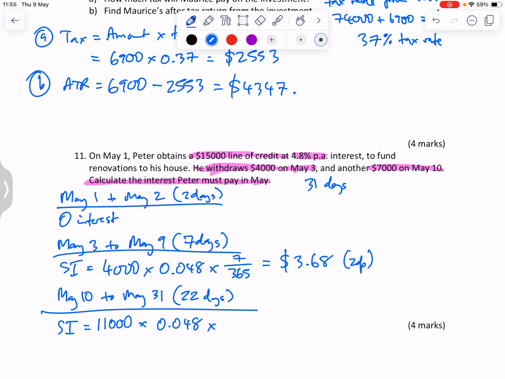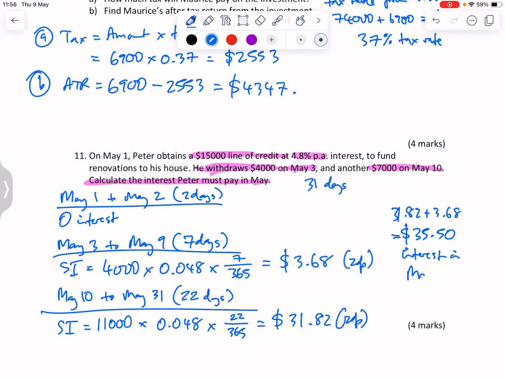So 22 over 365. Calculator, 22 divided by 365. Times that by 0.048. Times that by 11,000. I get $31.82, rounded to 2 decimal points. So the interest in May, $31.82 plus $3.68 equals $35.50 interest in May. I think that's all the questions.